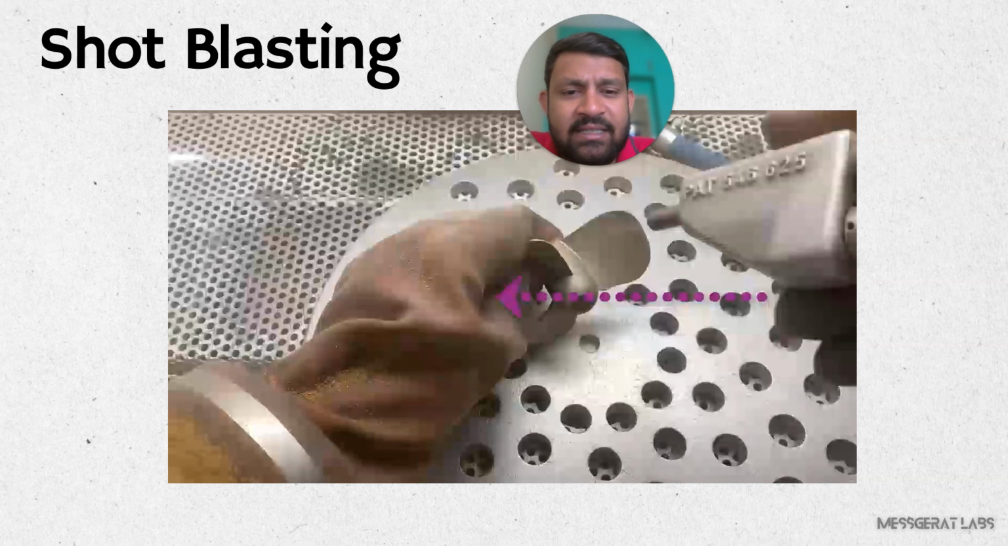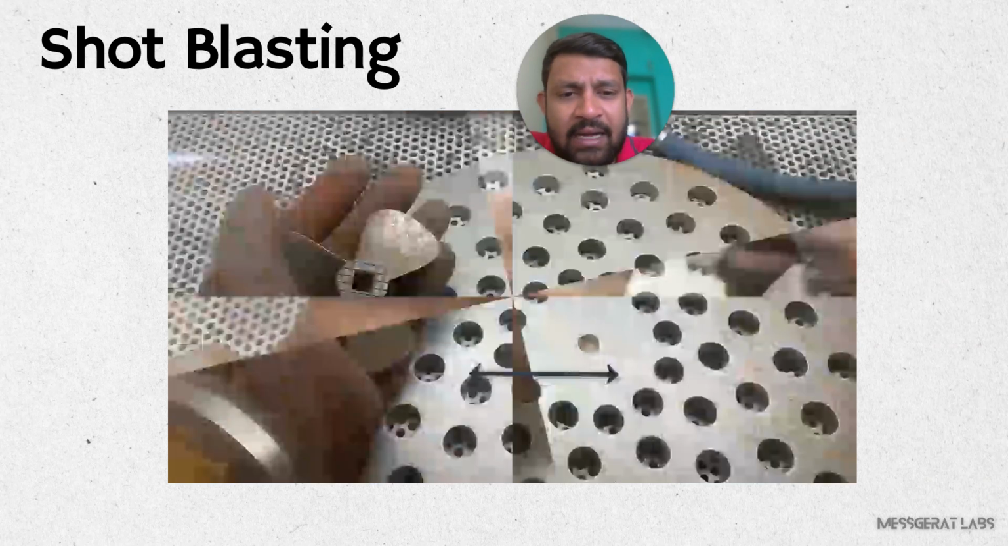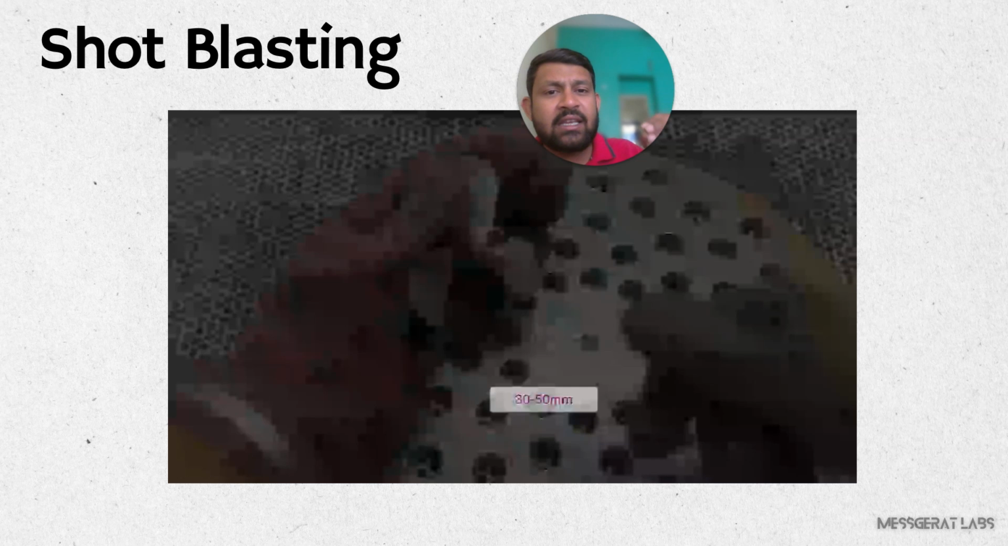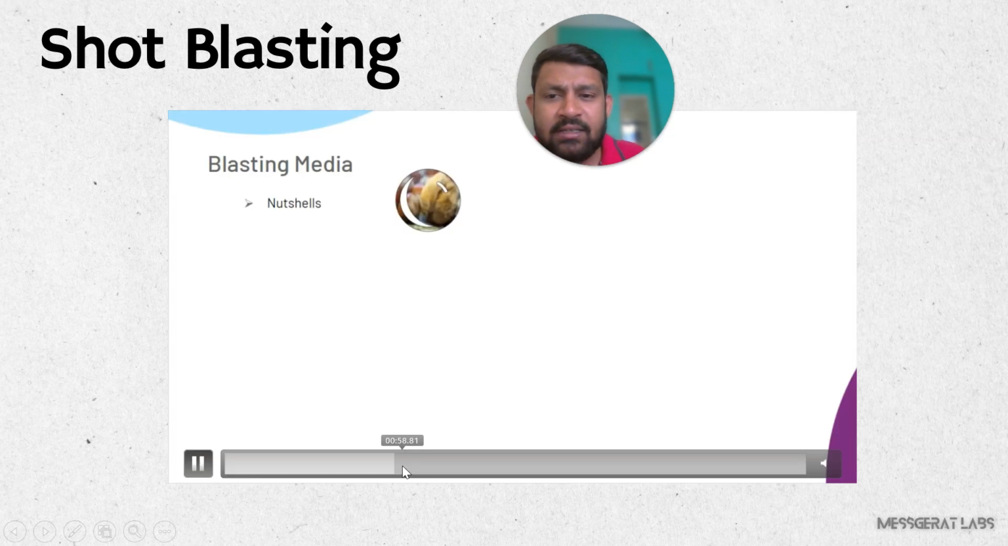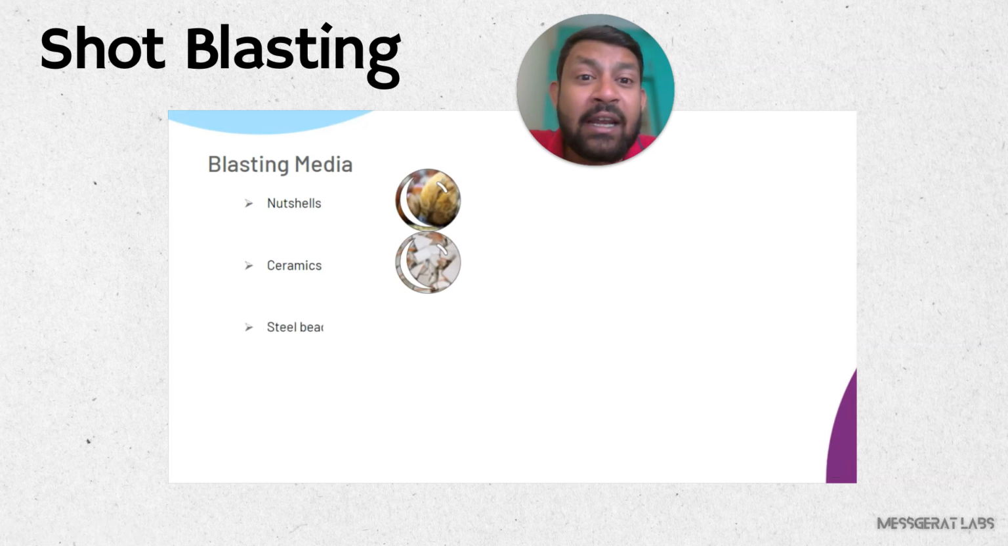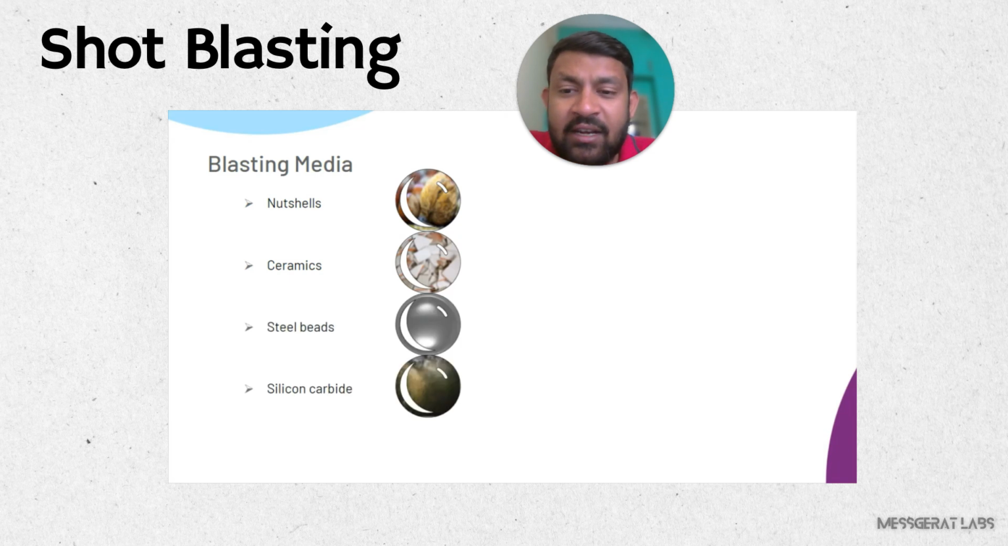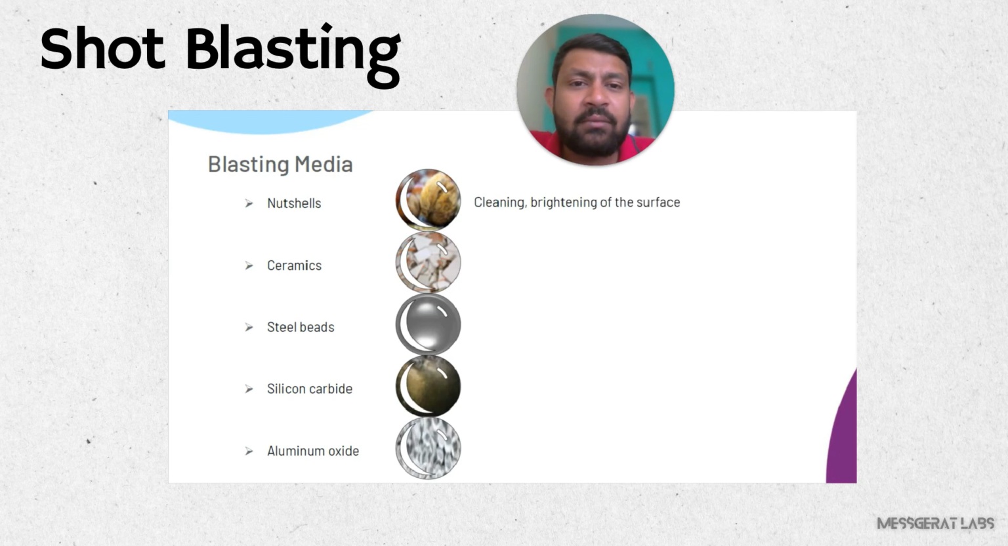Now in the shot blasting method, one person has to hold the part and we have to make sure that the distance is good enough so that it is neither over removing the components nor under removing the materials. So nutshells, ceramic, steel beads, silicon carbide. Nutshells are used to provide a white finish to the part.